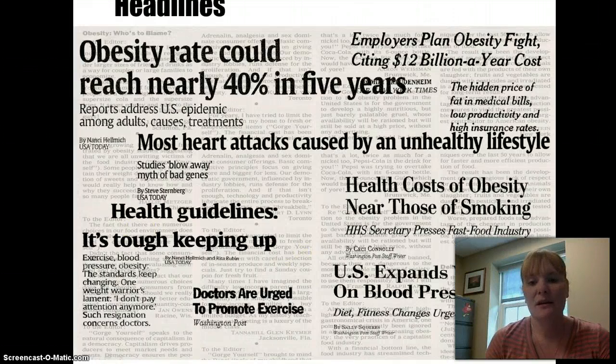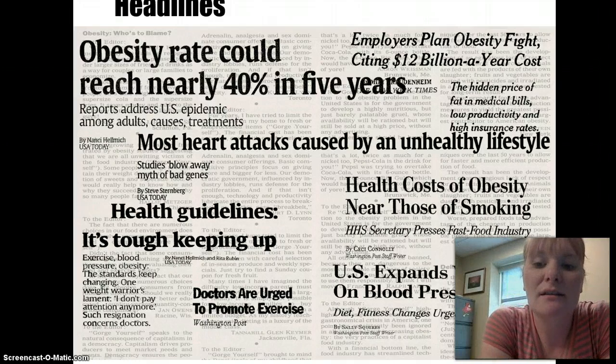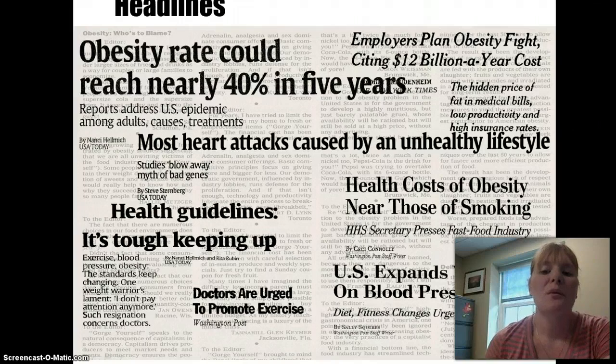So some different headlines that I'm sure that you've seen over the years. Big thing has been obesity, more heart attacks. It's tough to keep up on new health guidelines. Doctors are urging more exercise. So while we're trying to pour more money into this, are we really seeing the payoff in the different programs?